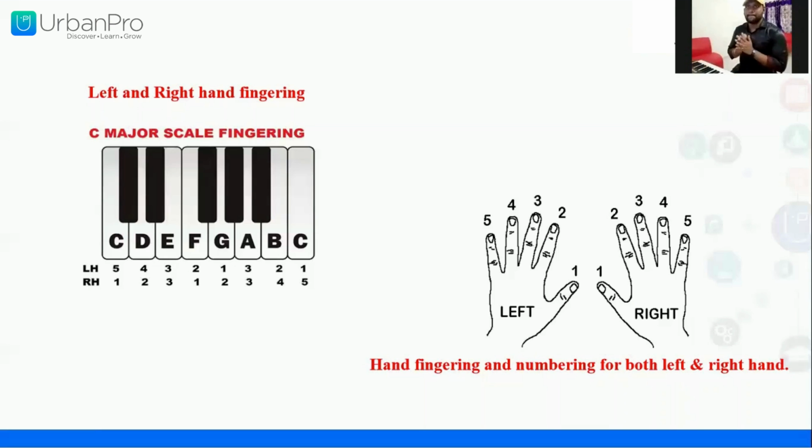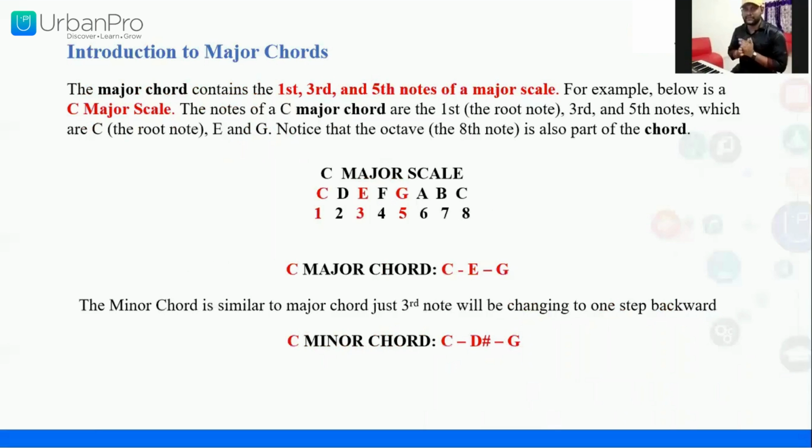The next slide is the introduction to major chords. This is a very interesting topic. The major chord contains the first, third, and fifth notes of the major scale. What are these first, third, and fifth notes? If you observe the major scale, I'm taking the C major scale here also. It is C, D, E, F, G, A, B, C. In this scale, I'm giving the order numbers: 1, 2, 3, 4, 5, 6, 7, 8. The position number of C is 1, E is 3, and G is 5.